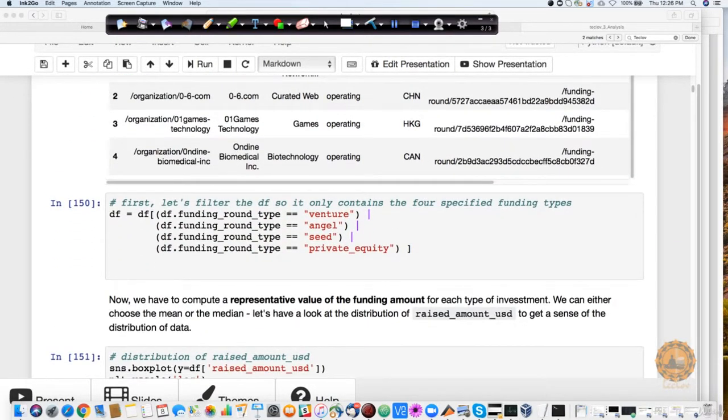Now in the funding analysis, we want to identify whether we should go for venture investment, or seed investment, or angel investment, or private equity. So what we will do is filter the data based on the round funding type. That's what we have done in this particular code.